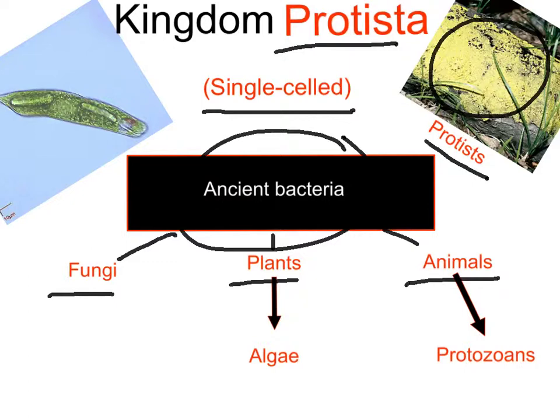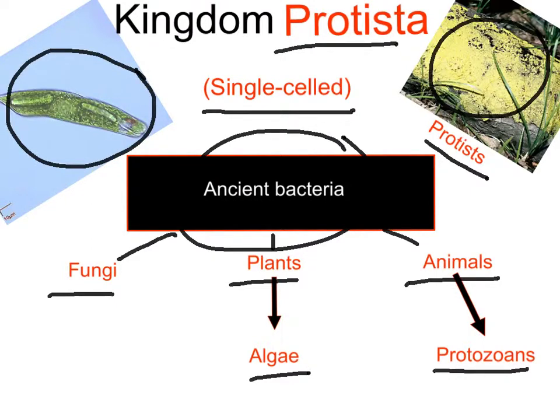Animal-like protists are called protozoans. Plant-like protists are called algae. Here is another example of a member of kingdom Protista.